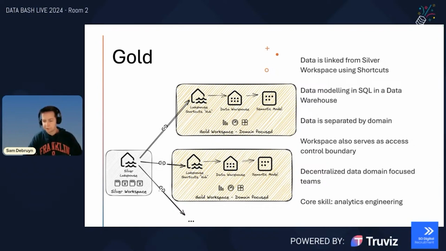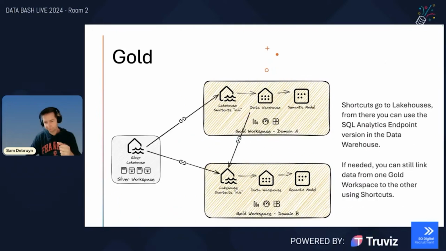I've also put here that the core skill you'll need is index engineering. It's a new kind of role coming up, working with both reports, understanding business knowledge, having the right insights, and working with SQL. With Fabric, the technology is not so complex anymore, so I think index engineering is really the right skill you'll need to work with gold workspaces.